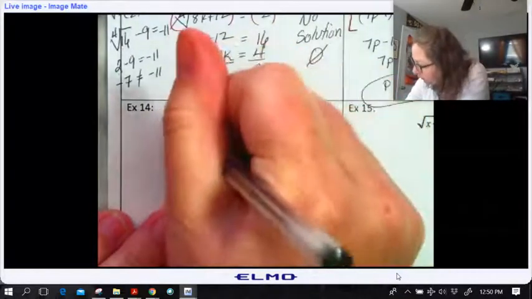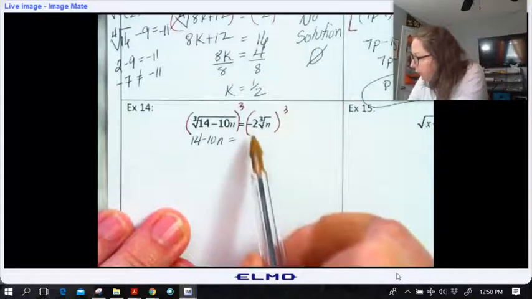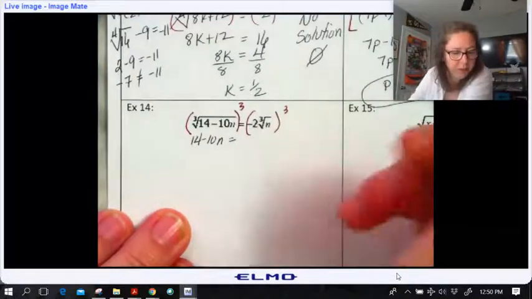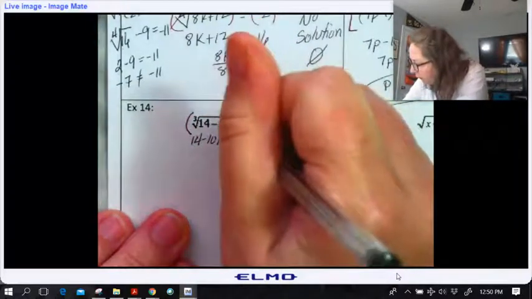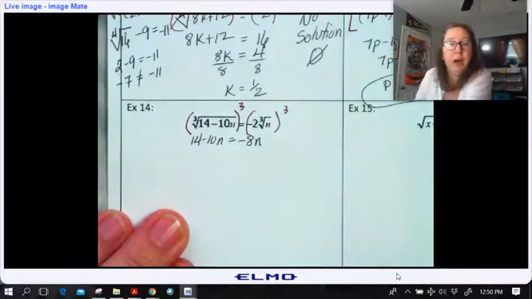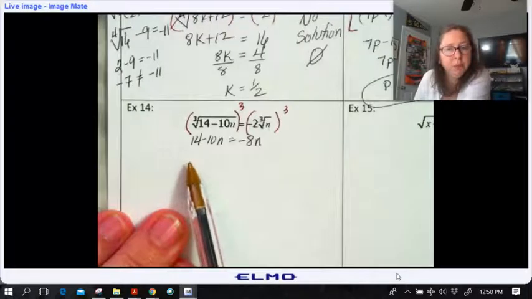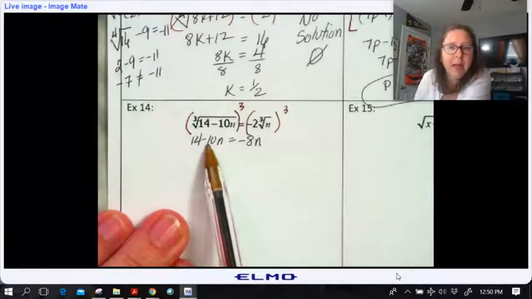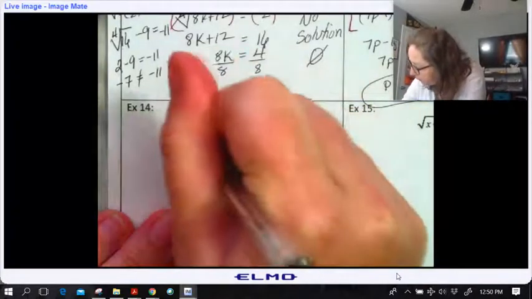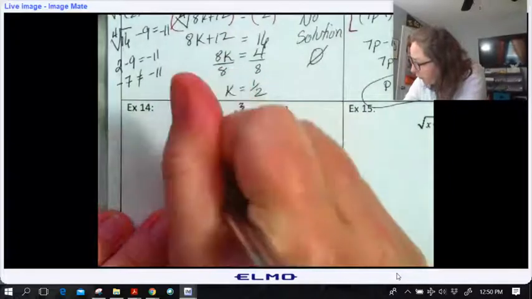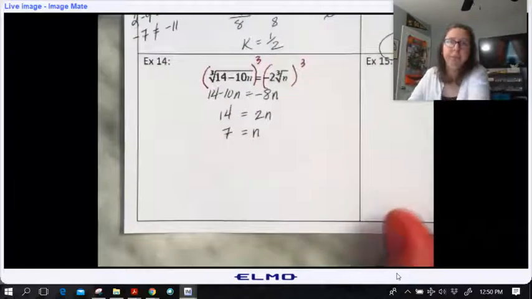14 minus 10n equals, I've got -2 cubed, that's going to be -8. And then that n comes out of the radical. So I just did that one thing and made this equation into a 2-step, very simple equation. Okay, let me add 10n to both sides and divide by 2, and I get n equals 7. So I just need to check it, okay?